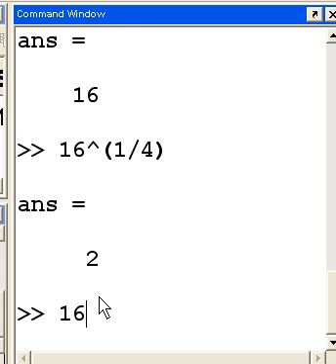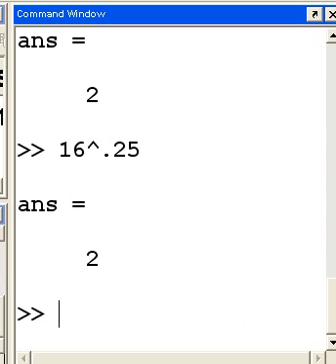But what if I took that 16 and I raised it to the 0.25 power? Because 0.25 is the decimal equivalent of 1 over 4. What do you think I'm going to get? I get 2. What do you know? That works.